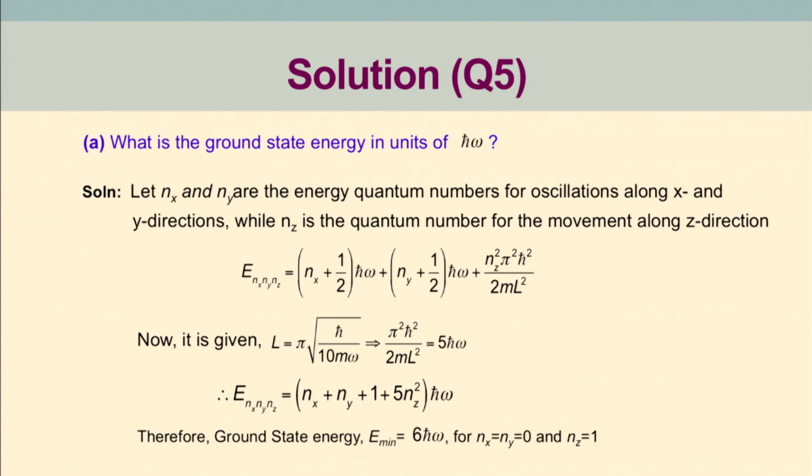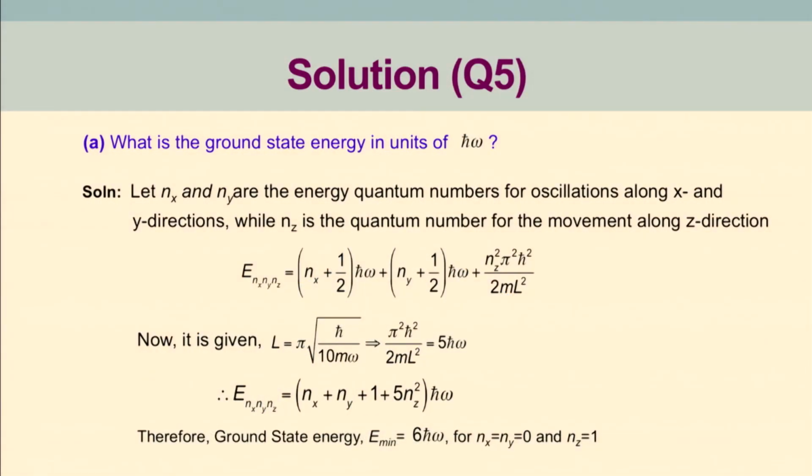Now, it is already given that L can be written in this form such that pi squared h cross squared by 2m L squared is equal to 5 h cross omega. This will actually ease this problem, because if I substitute the value of pi squared h cross squared by 2m L squared in the above expression for energy, I will simply get E(nx, ny, nz) to be (nx plus ny plus 1 plus 5 nz squared) h cross omega, which is a much simplified form. And of course, the ground state energy can be calculated from this expression. As we know, for the harmonic oscillator part, the lowest values of nx and ny are 0. However, for the infinite potential well, the lowest value of n that gives me the ground state energy is nz equal to 1.